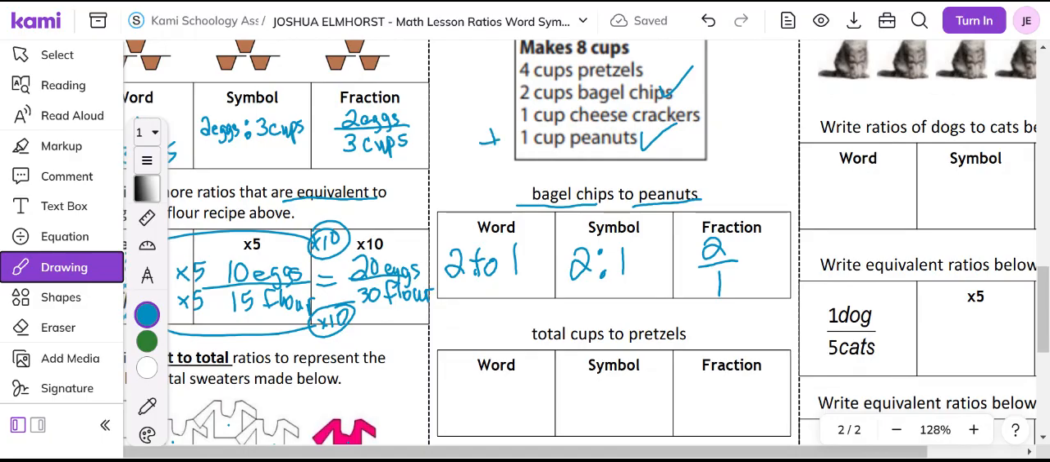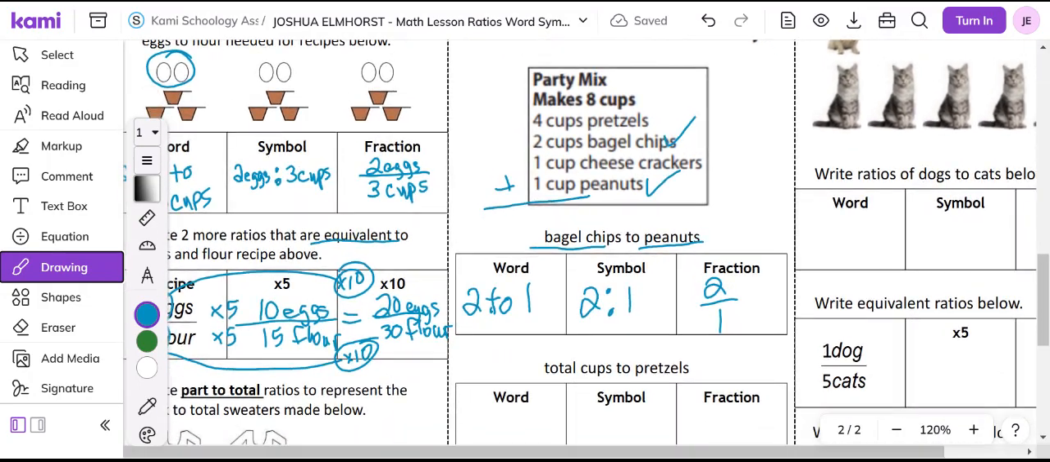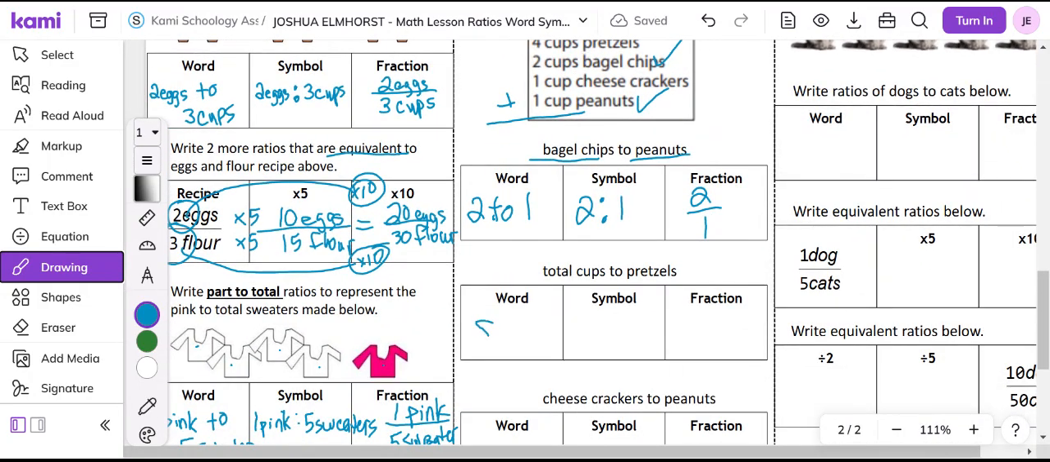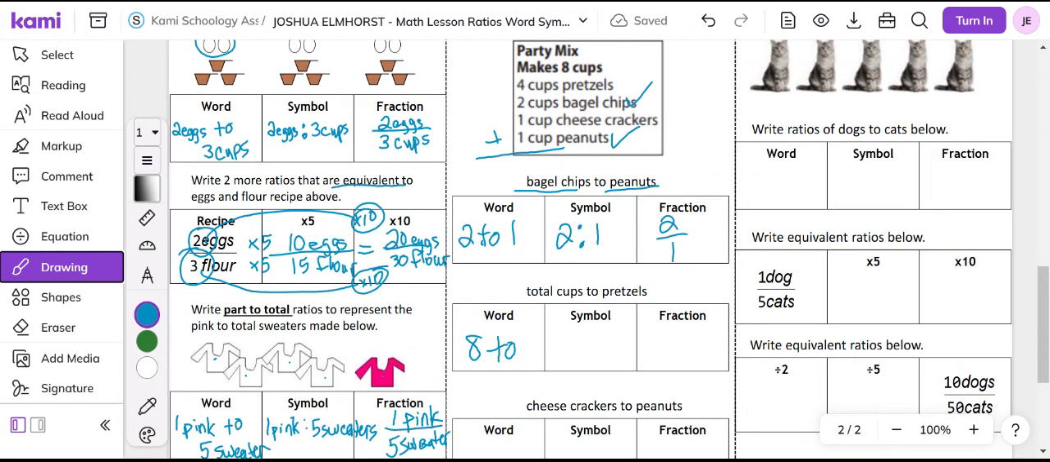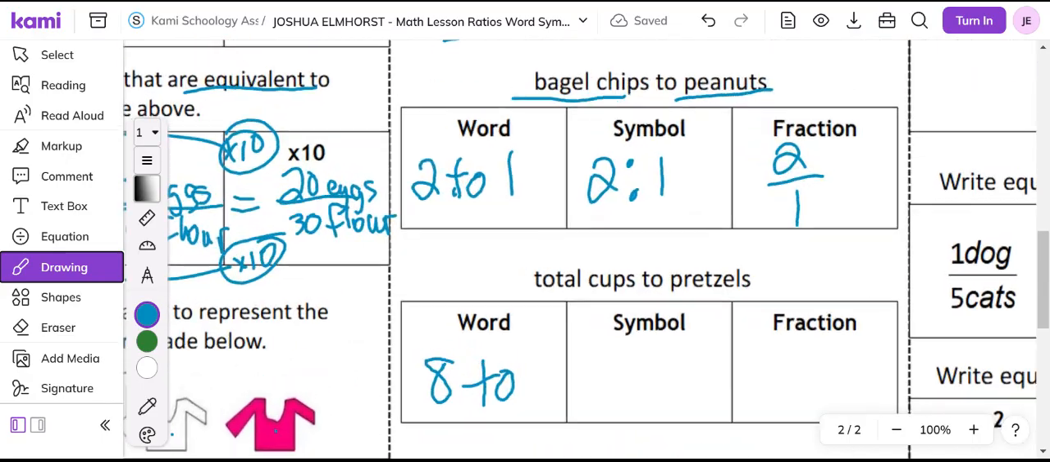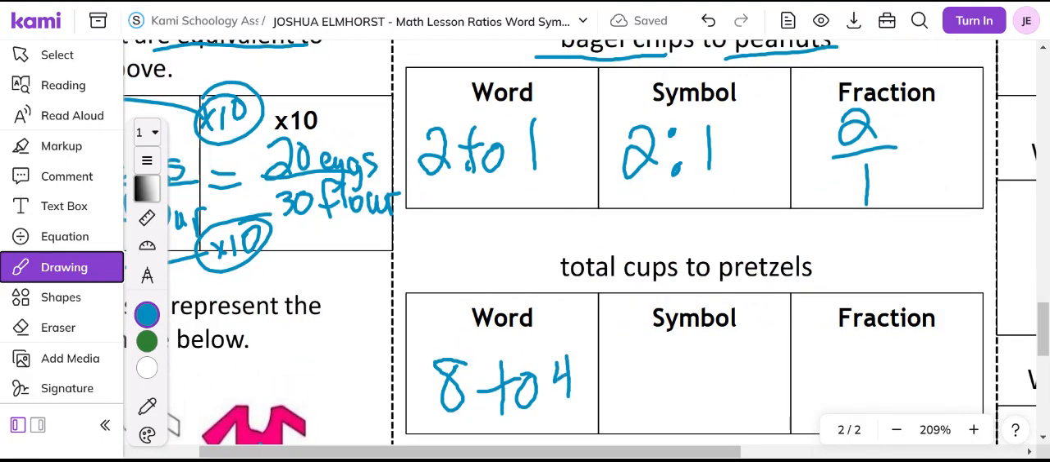Total cups to pretzels. Total cups, you're going to have to add them all up. And actually it says 8 up here. So total cups was first, and then pretzels is 4. So the ratio is 8 to 4, 8 to 4 in symbol form, and then 8 to 4 in fraction form.